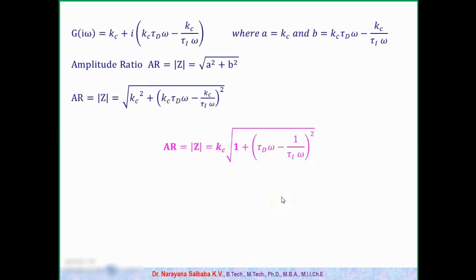Once you get this A and B value, we can calculate AR simply by using the square root of A square plus B square formula. Here the A value is Kc, so we'll have Kc square. The B value is this one, Kc tau_D omega minus Kc by tau_I omega, so the whole square. If you observe, Kc square is there everywhere, so you can take it out from the square root. If you take Kc square out from the square root, here you will get 1. So the Kc term we don't have, it will be removed. So you'll have only tau_D omega minus 1 by tau_I omega whole square. In this way we have to calculate the AR value.